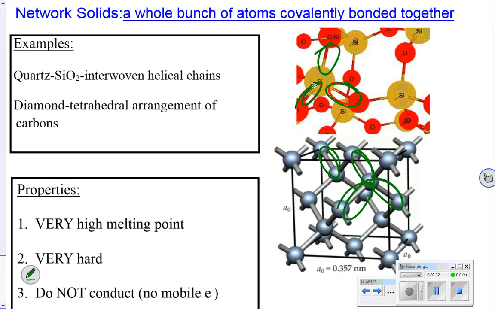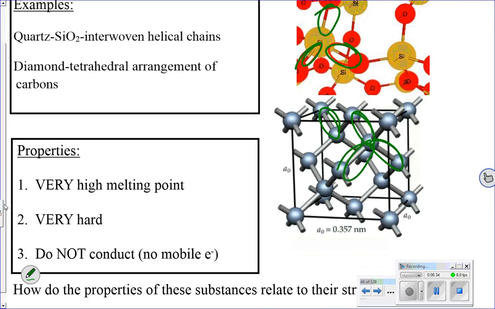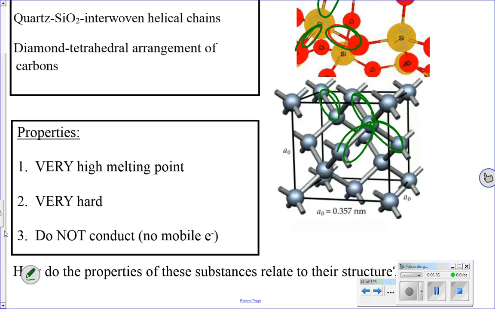Individual covalent bonds are moderately strong. They're not anything crazy, but because there are so many of them all working together, this relates to their overall structure. The properties of these compounds: they have very high melting points and high hardness. You know that about diamonds, the hardest material, they always tell you. And they don't have any mobile electrons. Everything's locked into place, so nothing conducts.